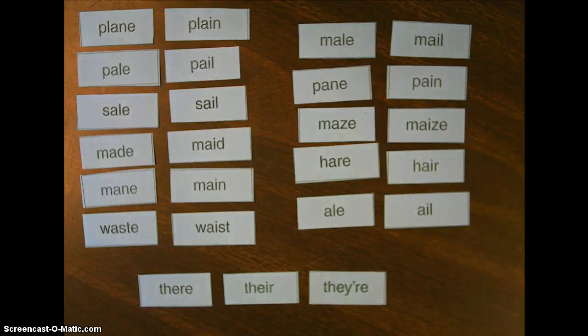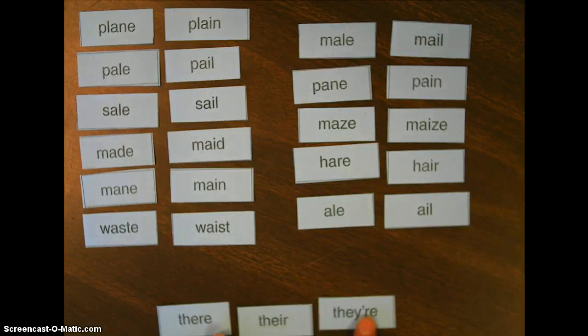So what did you come up with? Were you able to put all of these in columns that have the same vowel pattern? I was able to do all of mine except for 3. There, and there. These all have the same long A vowel sound, but they don't follow the same patterns that we saw in the other words. So this week, there, and there are going to be our oddball words.